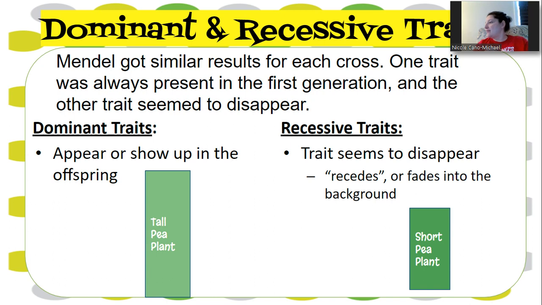All right, so these are some definitions. A dominant trait is always present in the first generation, and the other trait seems to always disappear. So a dominant trait is the one that's always going to show up in the offspring. If a dominant trait is present, you see it, okay? Recessive traits are the traits that seem to disappear in that first generation cross. They sort of fade into the background. You don't see them, but we know they still have to be there, okay?